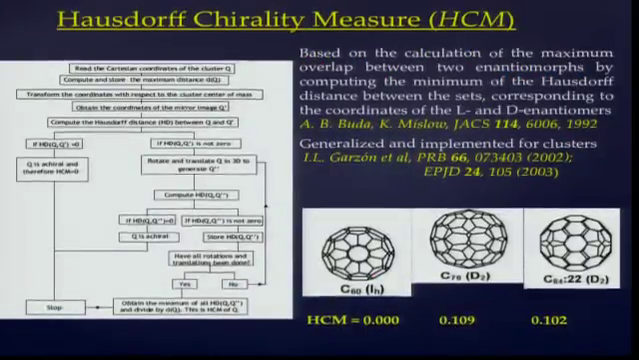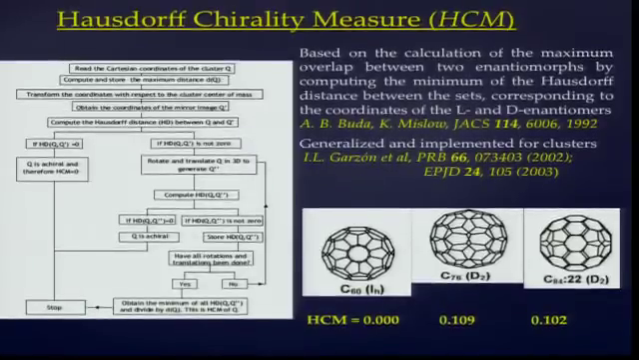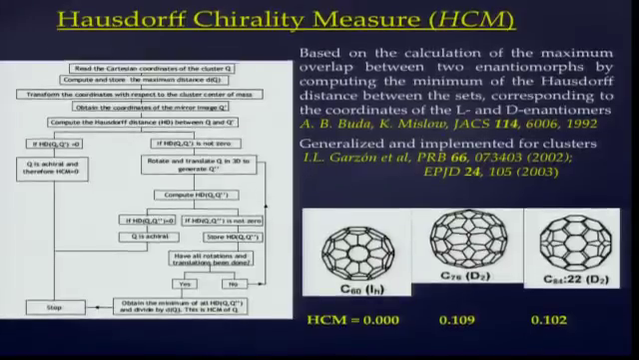My colleague Garzón insisted that the best way to understand it is to go through this flow chart. So if you meet him somewhere, make sure and tell him, yeah, he went through this flow chart and it all made sense. Now we can skip that part and just say that the Hausdorff chirality measure is a measure of the overlap between two enantiomorphs or enantiomers, as you prefer, and that it has something to do with a distance measure called the Hausdorff measure.